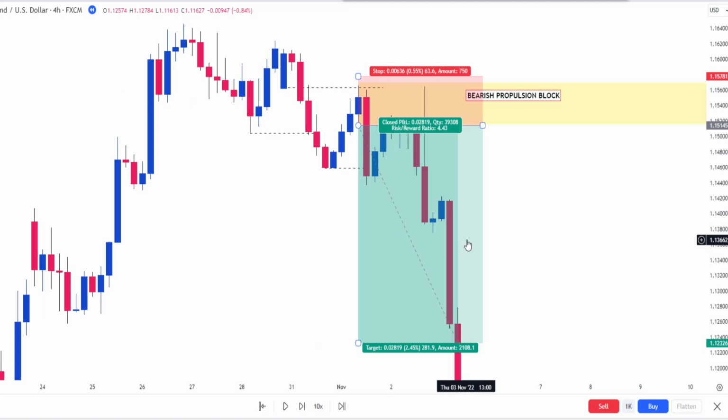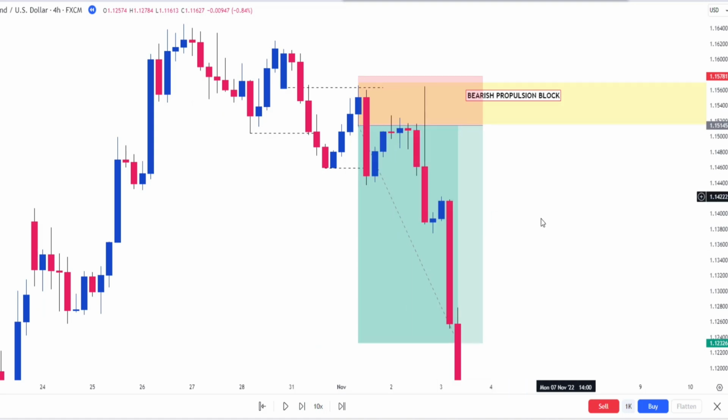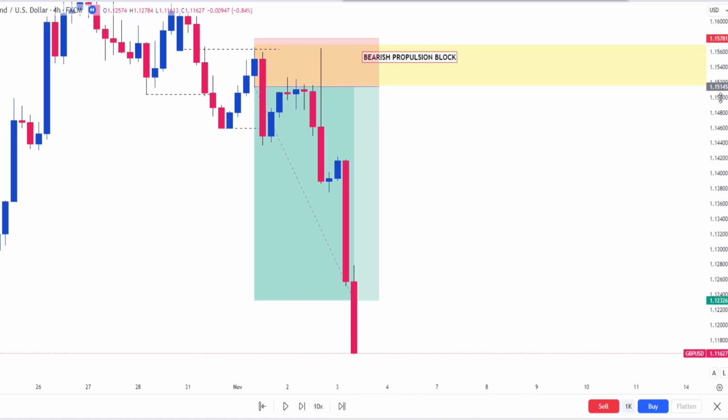So this is all about the propulsion block, guys. I've shown you an example of a bullish propulsion block and a bearish propulsion block.